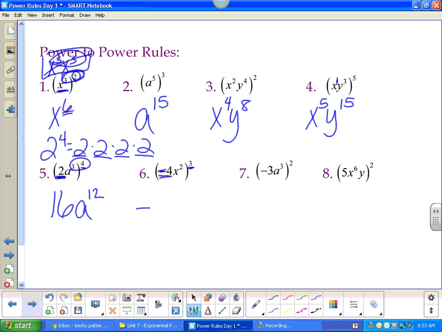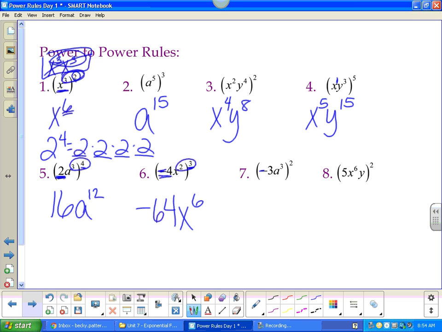4 cubed is not a 12. It's not 4 times 3. It's 4 times 4 times 4. So you can punch that in on your calculator, and that gives you a 64. And then x to the, and power to a power, you multiply. So that'd be a 6.